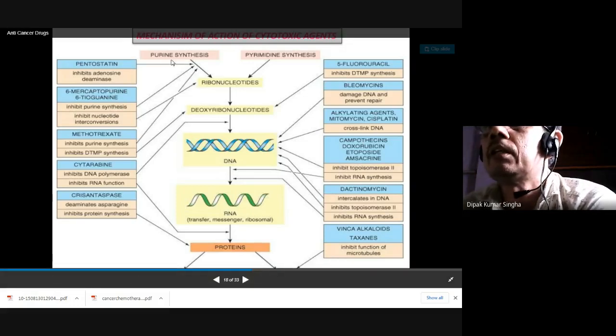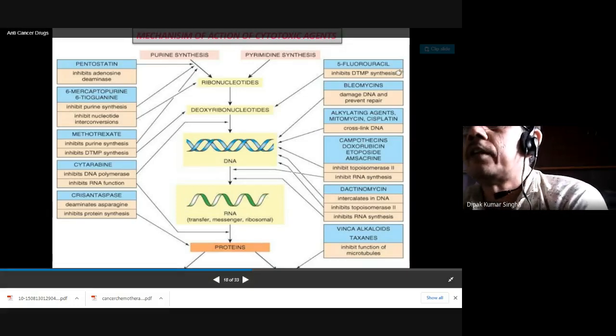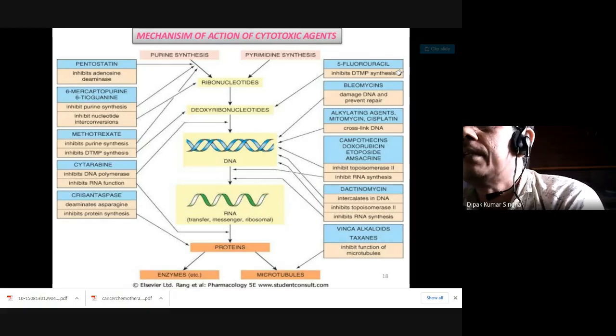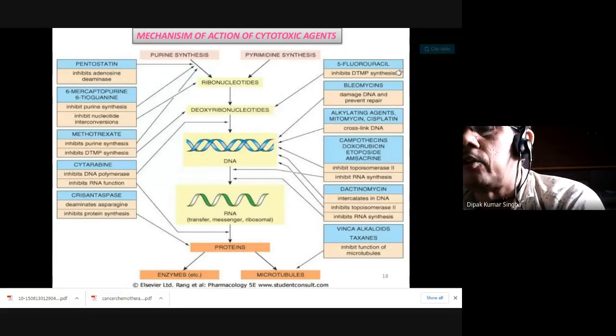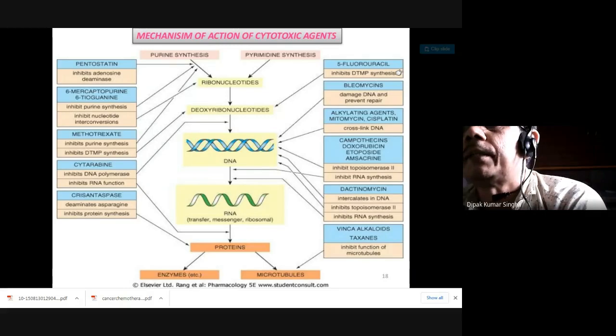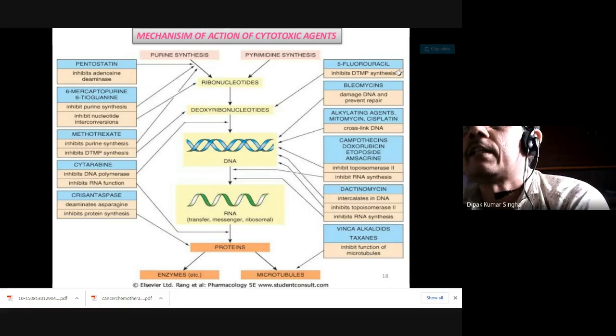First of all, the purine synthesis and pyrimidine synthesis inhibitors. Purine and pyrimidine are the two bases synthesized for nucleic acid. So nucleic acid synthesis, whether in bacteria, virus or the human system, can be inhibited. First is pentostatin. These directly inhibit the purine biosynthesis of ribonucleotides and inhibit adenosine deaminase. Adenosine deaminase will be directly inhibited.